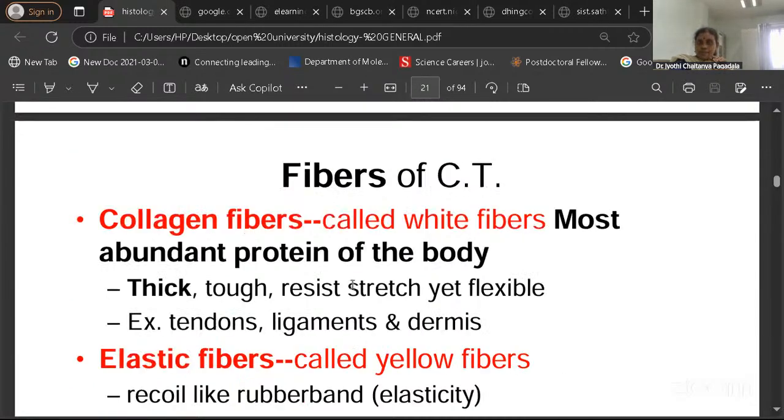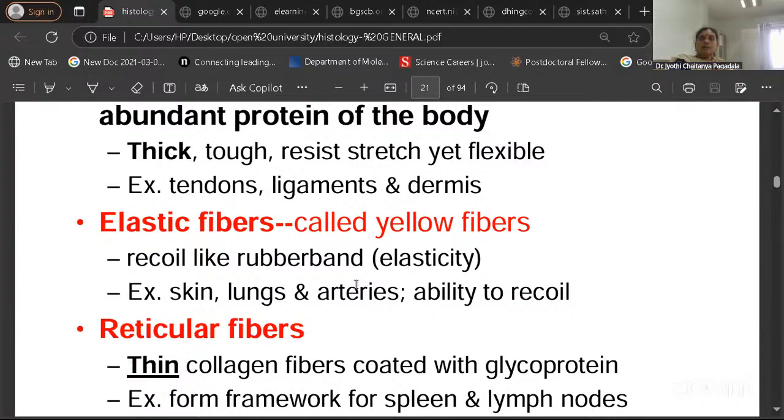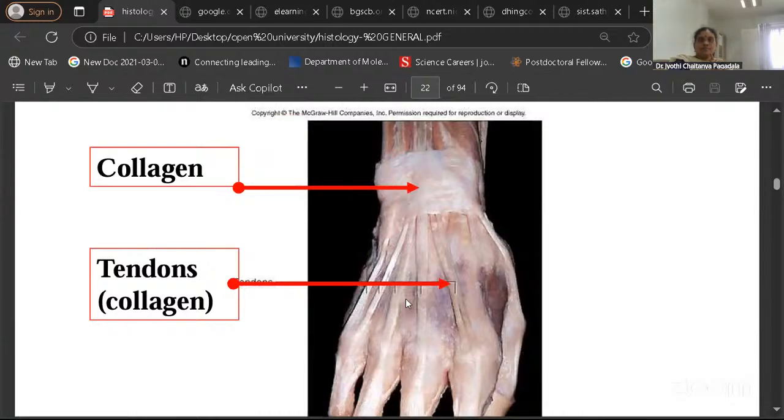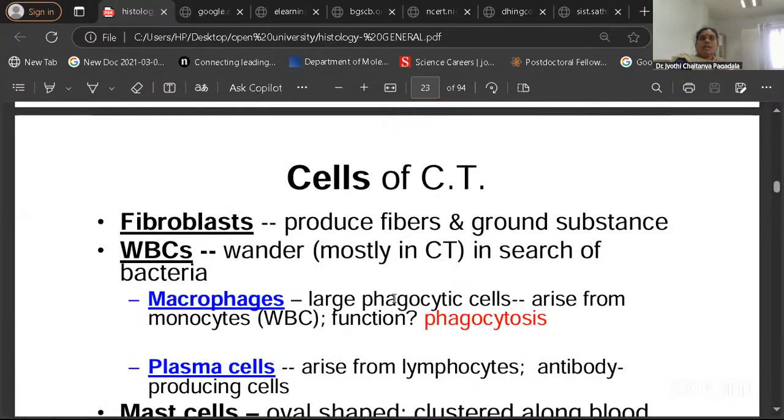These are called white fibers, the most abundant protein of the body, thick and tough, and they can resist stretch. Though they are flexible, they resist the stretch. We can see them in tendons and ligaments. And what are the cells we can see in connective tissue?